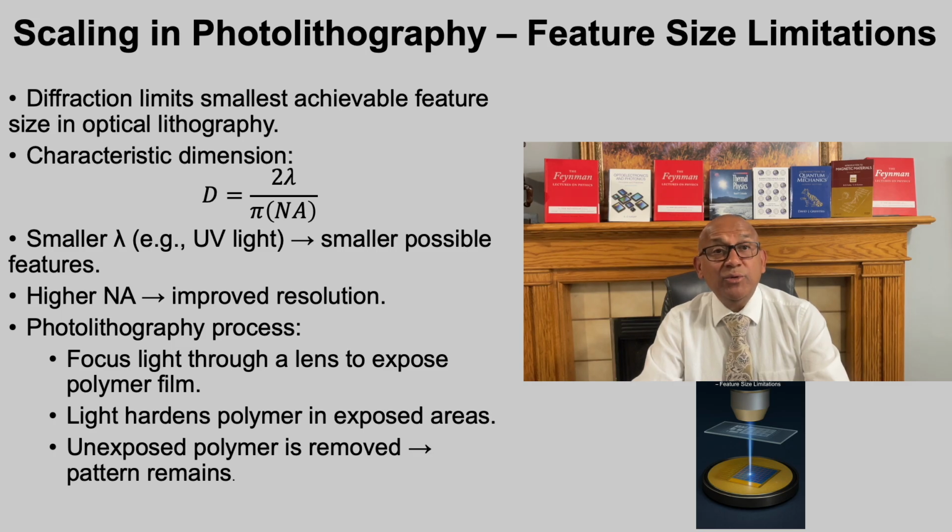In practice, the process works like this. Light is focused through a lens to expose a photosensitive polymer called a photoresist. The exposed regions harden, while the unexposed polymer can be removed, leaving behind patterns at the nanoscale. For some polymers, the reverse happens, which we will study in more detail later in this course. So these scaling principles explain why the industry has steadily moved from visible light to deep UV and now extreme UV lithography, each step pushing feature sizes smaller and enabling the dense integration of billions of transistors on a chip.